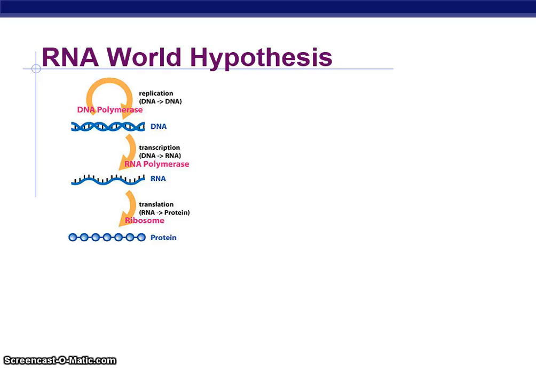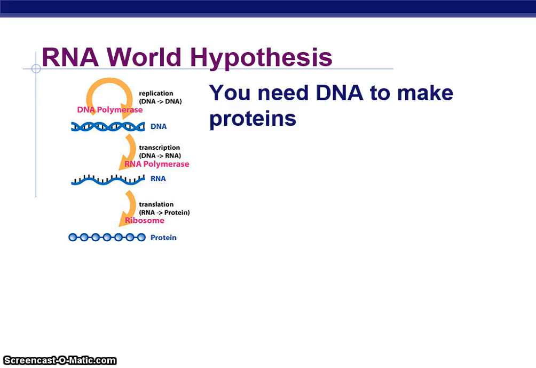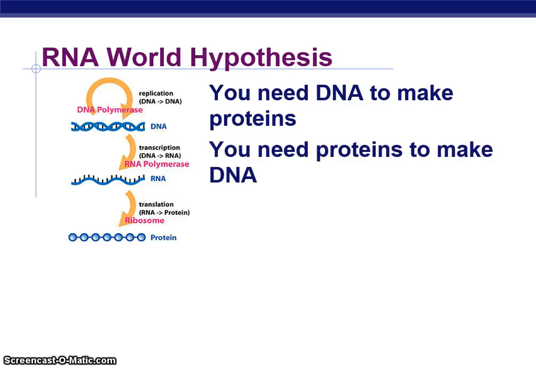If you remember protein synthesis, DNA is transcribed into RNA, and RNA is translated into a protein. Now each step requires enzymes, which are proteins. So you need DNA to make proteins, but you need proteins to make DNA. And so we run into an issue when we start thinking about genetic material. If you didn't have DNA, you couldn't make the proteins, and if you didn't have proteins, you couldn't make the DNA.